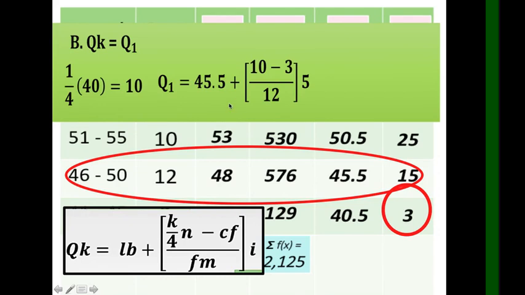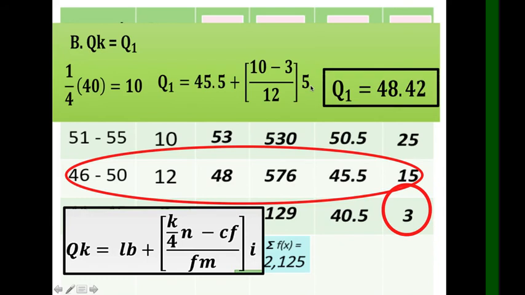Okay, this is now our given. We write them in the formula. So we have 45.5 plus 10 minus 3 over 12 times 5. And okay, 10 minus 3 is 7, divided by 12, times 5, plus 45.5. You will get 48.42. I repeat, 10 minus 3 is 7 divided by 12. Your answer will be multiplied by 5 and then add your answer to 45.5. You will get 48.42. Round off your answer to the nearest hundredths.